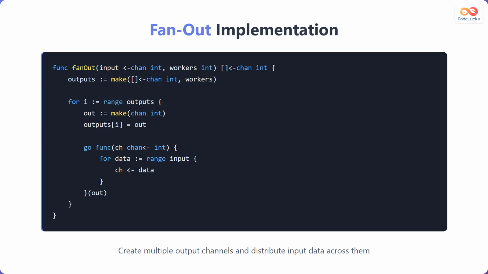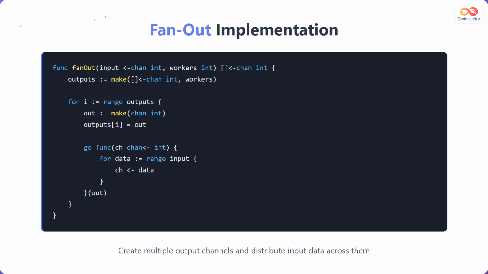Here is the code snippet demonstrating the fan-out implementation. We define a function called fan-out, which takes an input channel of integers and the number of workers as arguments. It returns a slice of receive-only channels of integers. Inside the function, we first create a slice of receive-only channels called outputs, with the length equal to the number of workers. Then, we iterate over the output slice, and for each iteration, we create a new channel called out. We assign this out channel to the current index of the output slice.